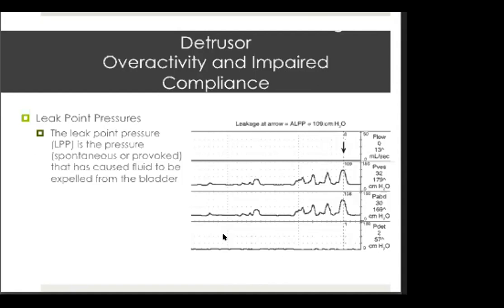Saan nakikita yan? During which part of the test, sir? Yung leak point pressure. Anong phase? Sa filling, sir. Yes, sa filling. Hindi mo siya makikita dun sa voiding phase. Yes, sir.